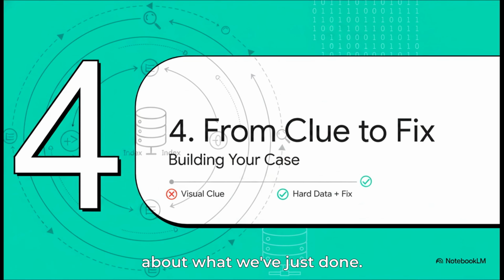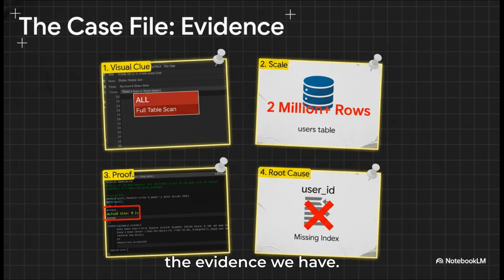All right, so think about what we've just done. We've connected the visual clue from the plan, the red box, to the hard data from the profiler. At this point, we have everything we need to build our case and propose a very specific fix. Let's just lay out all the evidence we have. Fact 1. The Visual Explain clearly shows a red ALL node, a full table scan on the transactions table. Fact 2. We know that table is massive, over 2 million rows. Fact 3. EXPLAIN ANALYZE confirms that this single operation takes over 8 seconds. And finally, fact 4. We look at the query and see it's filtering by the user ID column, a column that has no index. I mean, it's a completely open and shut case.